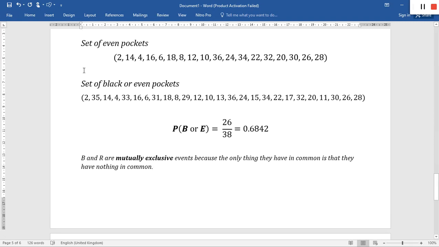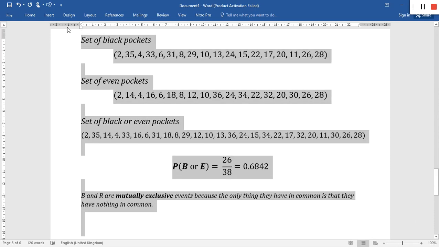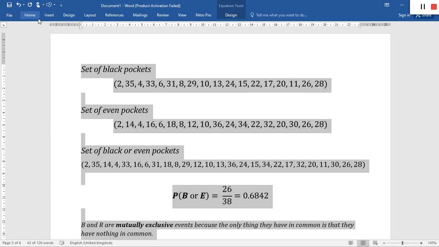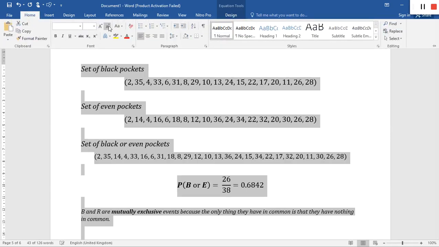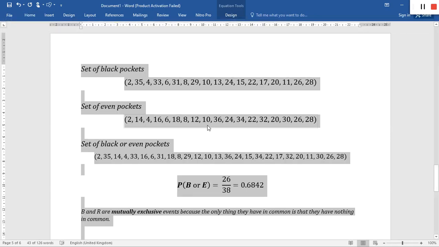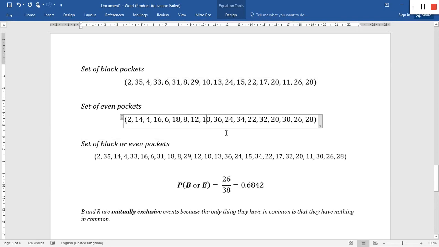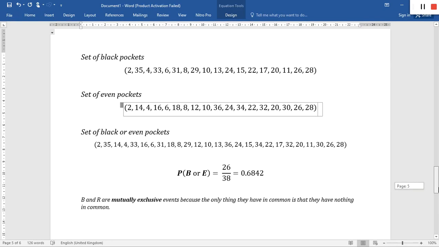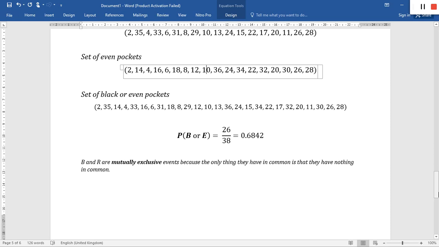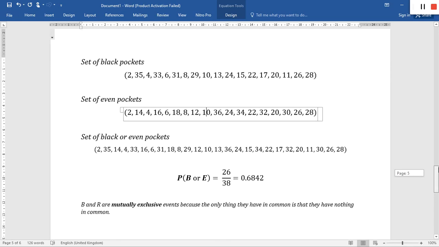in these two sets of even pockets and odd pockets. I should reduce this total font size. So in this scenario now, let us try to work out the intersections. Where do we have intersections and what is the number of intersections? So they are not mutually exclusive because the ball could land in a pocket that is both black and even. So there's intersections. So what we should do now is get the intersections.